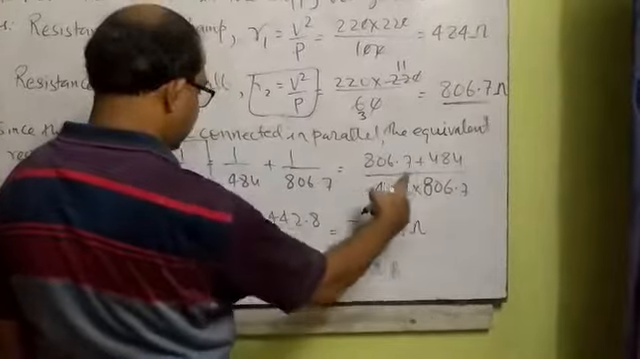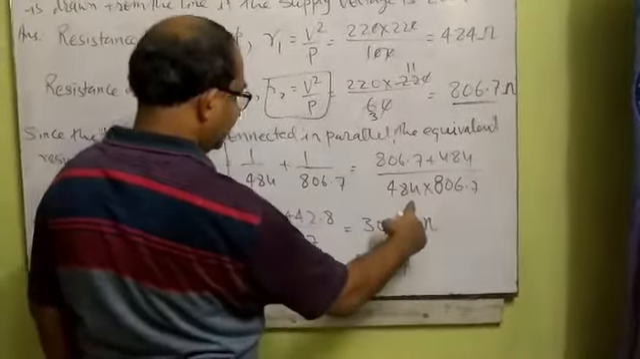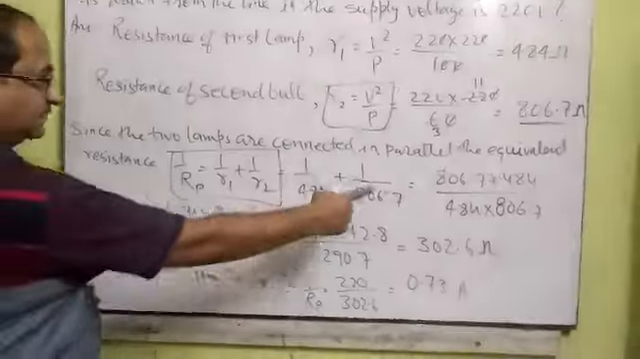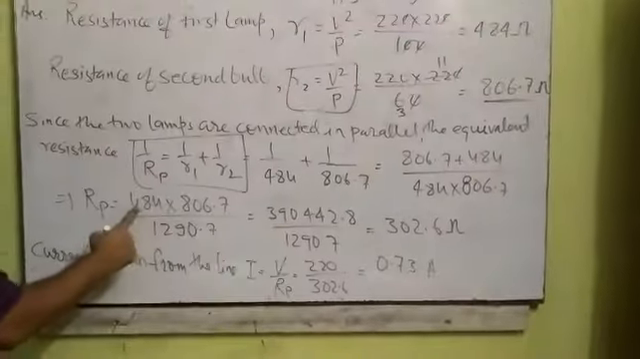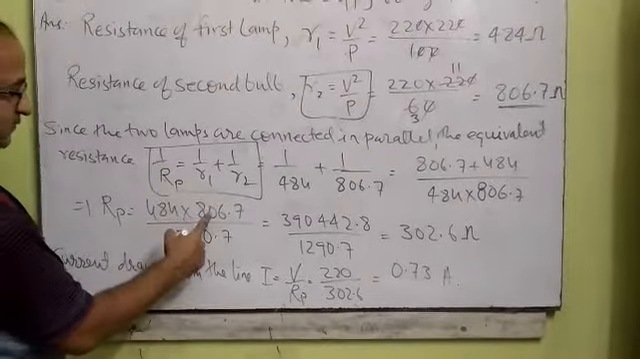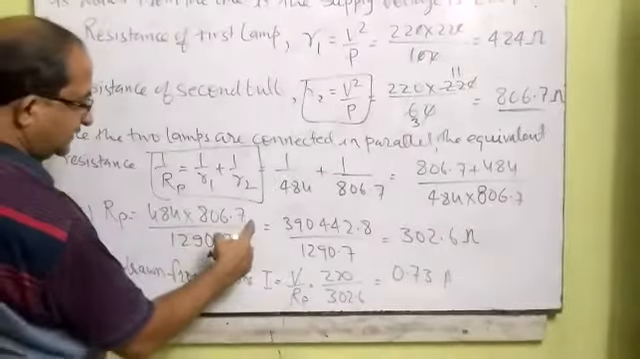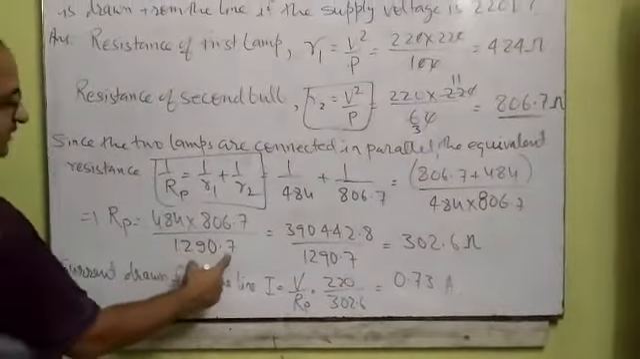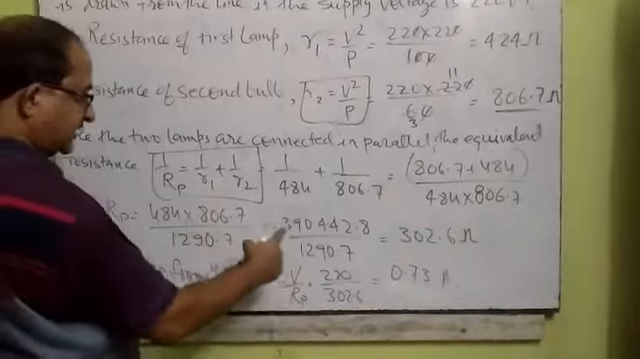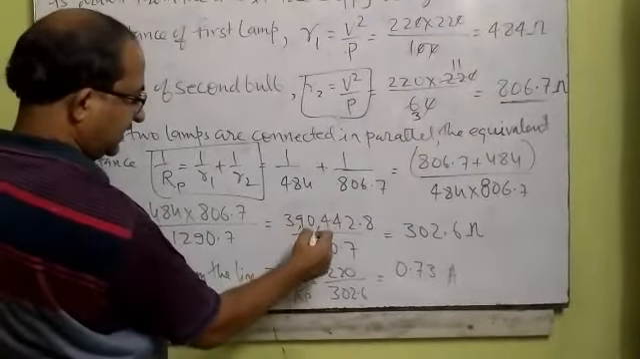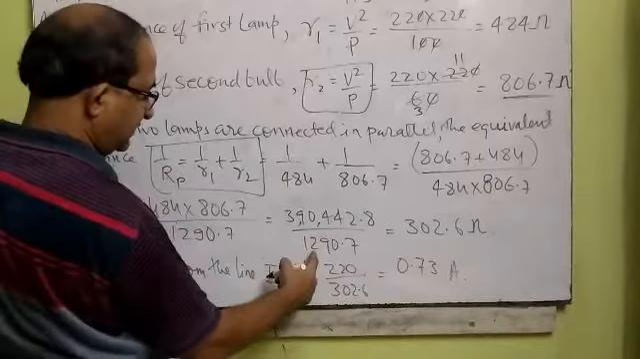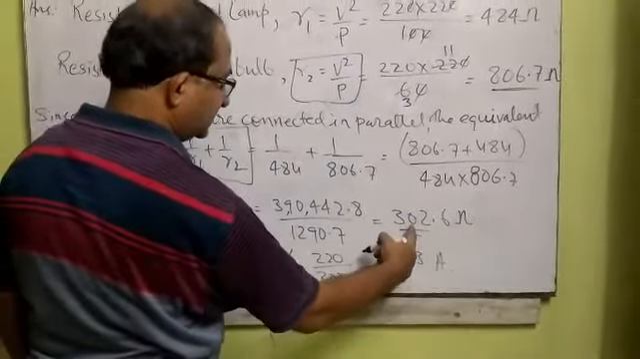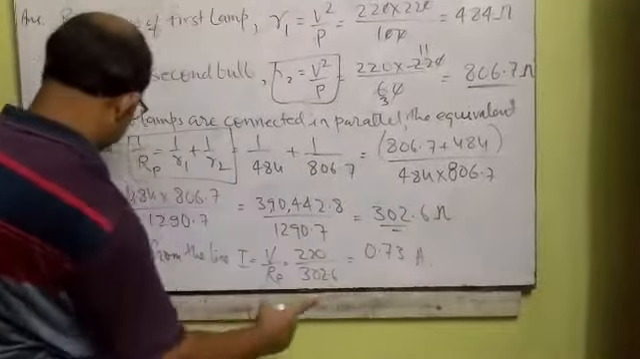It is 1290.7 divided by this. But when we get the value of Rp, we have to take the reciprocal of this. So the numerator is 484 multiplied by 806.7 divided by the sum of these two resistances, which is 1290.7. Now the product is 3,90,442.8 divided by 1290.7. The value of the equivalent resistance is 302.6 ohm.